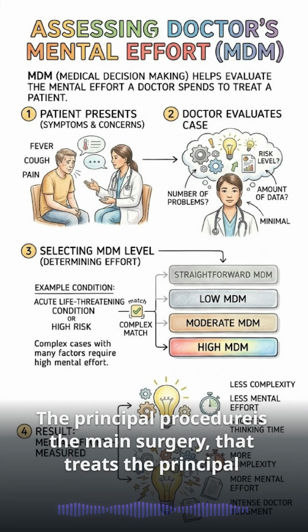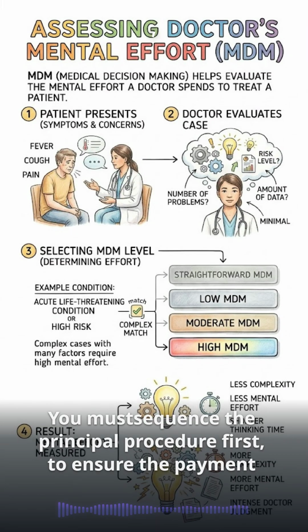The principal procedure is the main surgery that treats the principal diagnosis condition. Sometimes a patient has multiple surgeries during a single stay at the local hospital. You must sequence the principal procedure first to ensure the payment calculates very accurately.